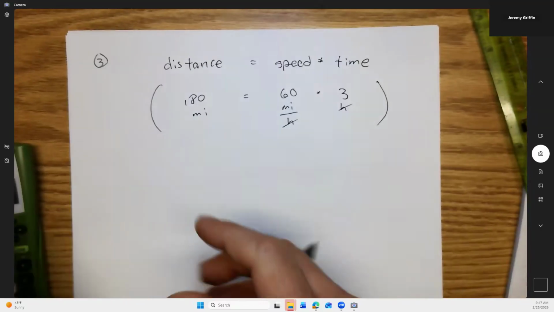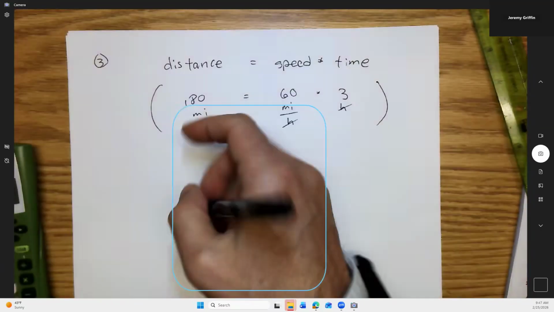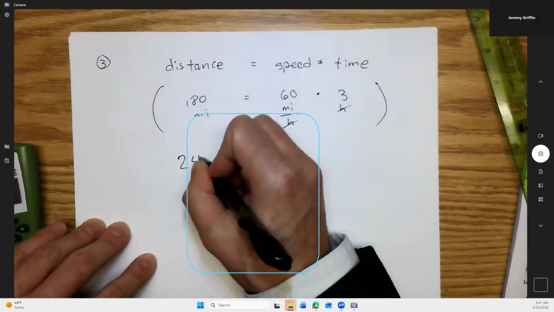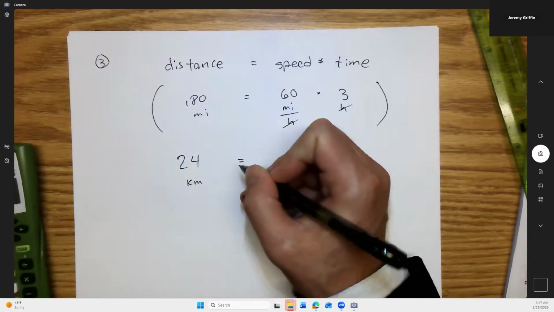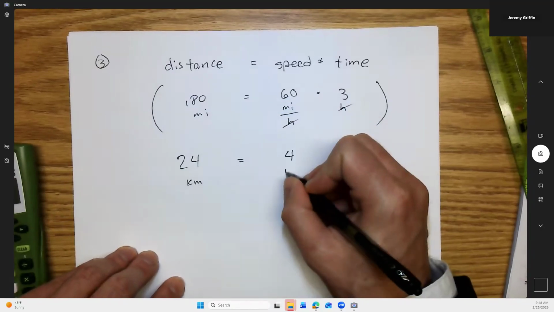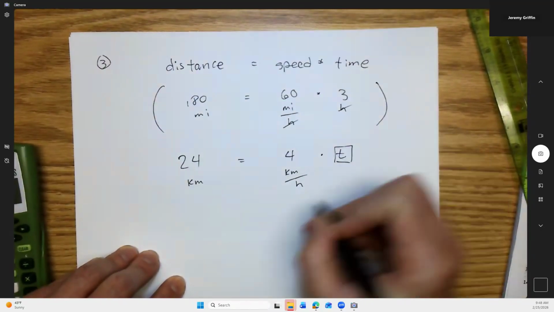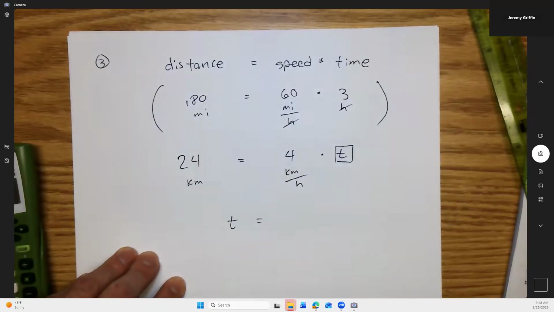Now let's go back to this one. He's going 24 kilometers, so in place of distance, I'll put 24 kilometers. He's walking at 4 kilometers per hour for some amount of time. So who sees it? What is time equal to?